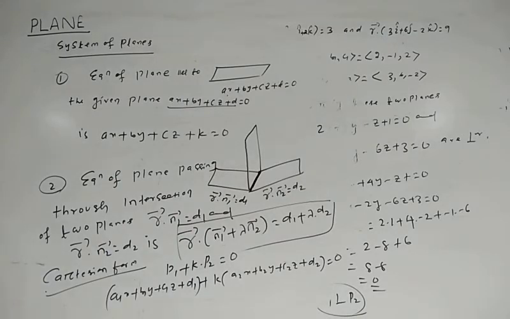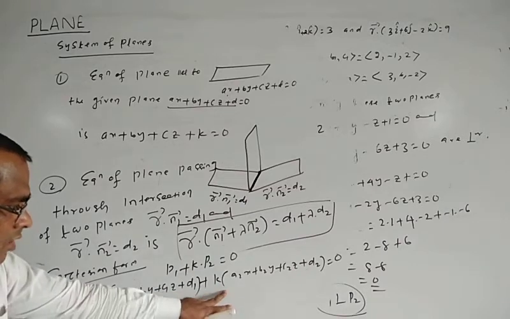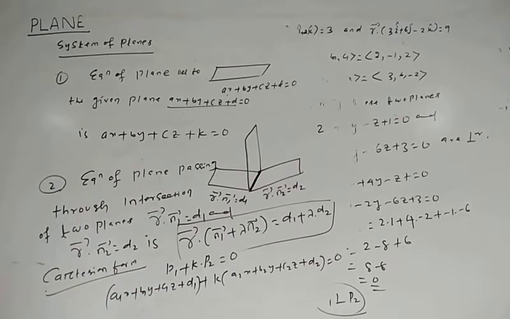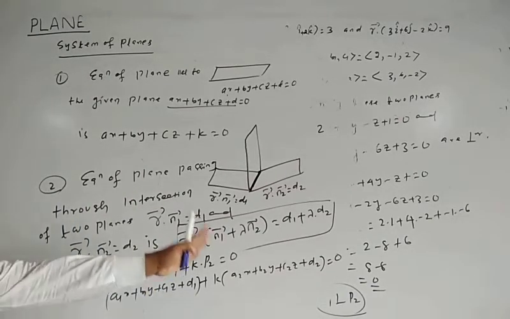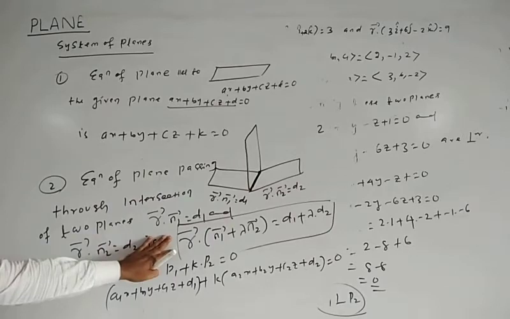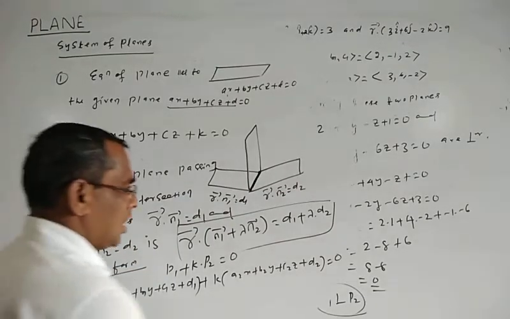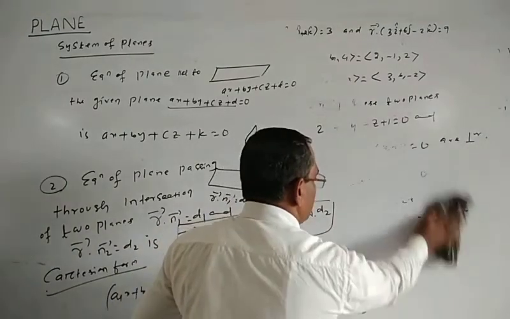This is the equation of the plane passing through the intersection of two planes: A1x plus B1y plus C1z plus D1 plus K into (A2x plus B2y plus C2z plus D2) equal to 0. This is the equation of the plane passing through the intersection of the two planes P1 equal to 0 and P2 equal to 0. This is the vector form, and this is known as the Cartesian form. Do you understand? So what is the system of planes?